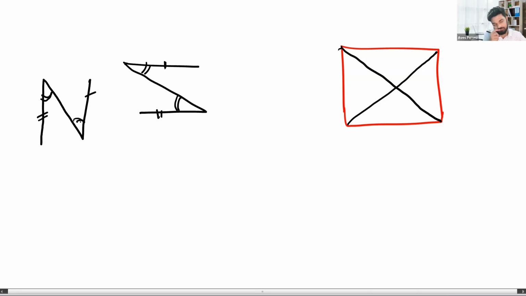So take, this is A, B, C, D. Now take this triangle and this one. This is O. Got it? 1 and 2. Now you know that since this side is parallel to this side in a square, this angle will become equal to this angle.